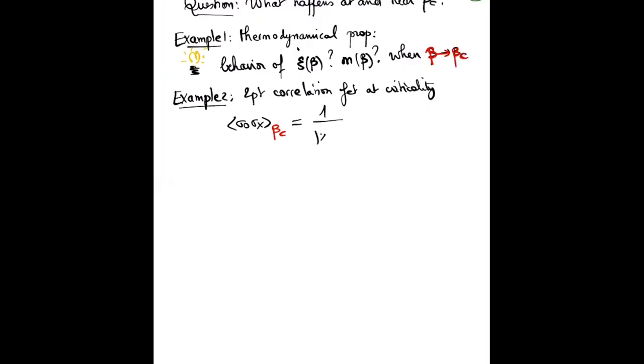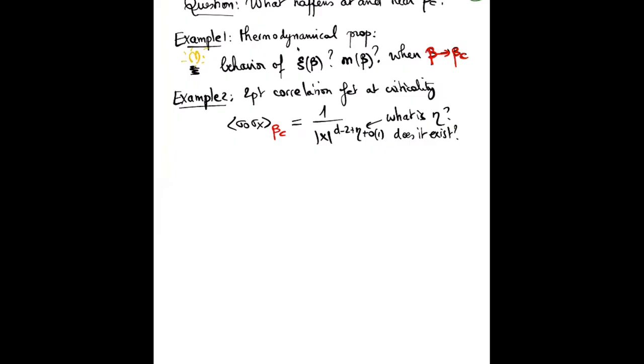Another possible thing to take a look at is to look exactly at beta c, and for instance, to look at the two-point correlation function. So what do I do in this case? I'm interested in studying sigma zero, sigma x at beta c. Before, notice that it was when beta tends to beta c, now it's at beta c. And you predict that it's going to behave something like that. And for instance, you could ask, what is eta? There are also questions that I guess many of you encountered when you study the critical regime of a model. So can you compute the critical exponents of the system at criticality?